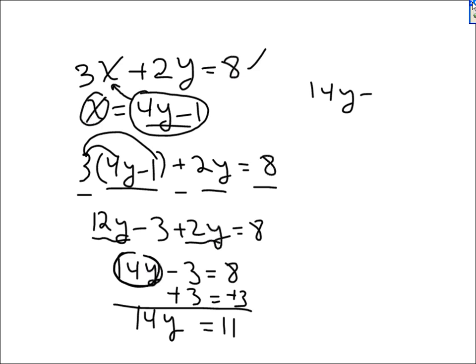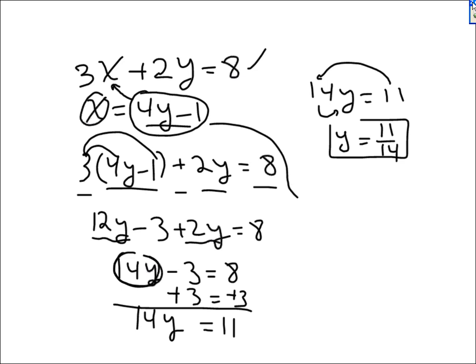If 14y is equal to 11, then 11 divided by 14 is y. And now we have y. Then we can get x.